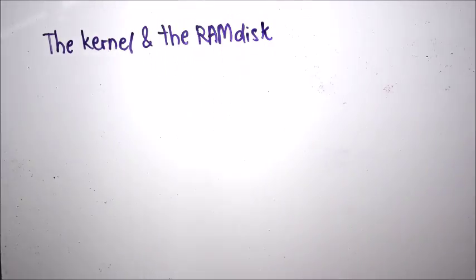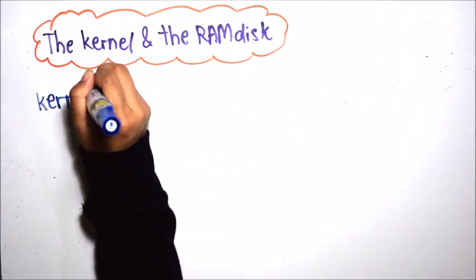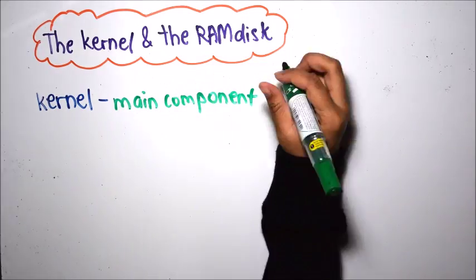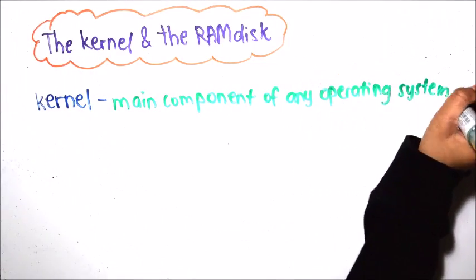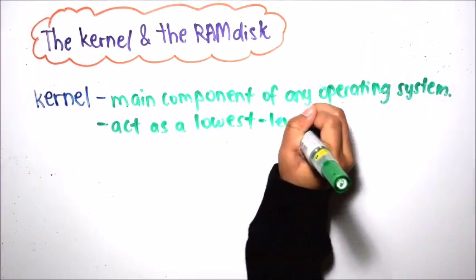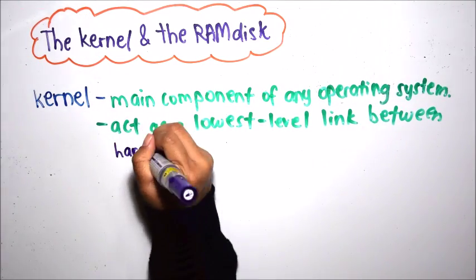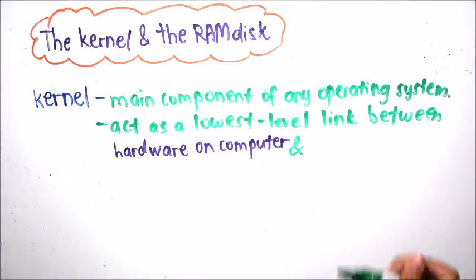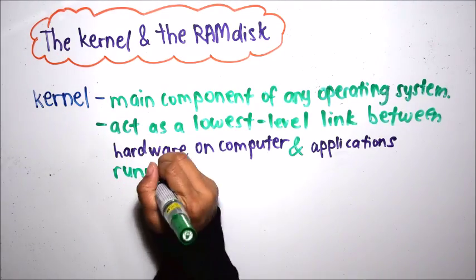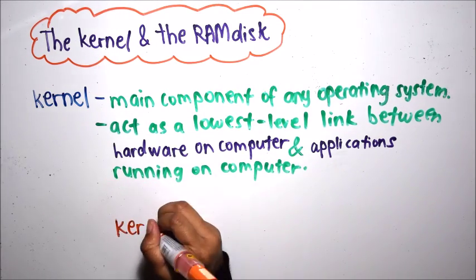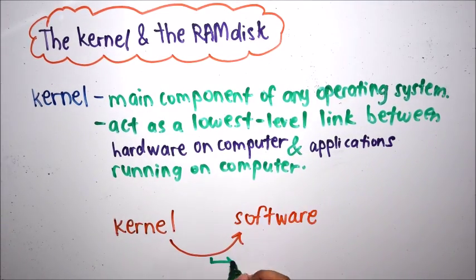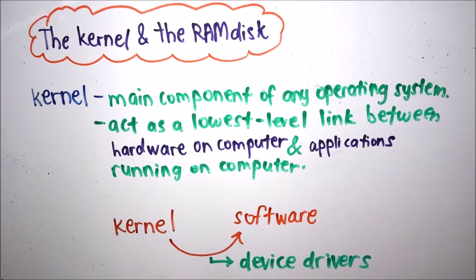The fifth process is called the kernel and the RAM disk. A kernel is a main component of any operating system. It acts as the lowest level link between hardware on the computer and applications running on the computer. A kernel can access hardware by using device drivers.